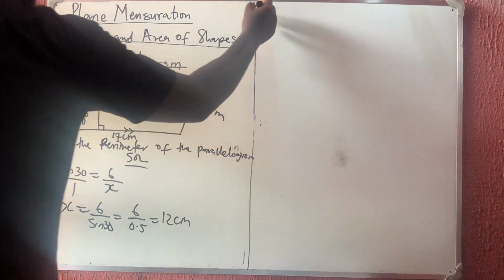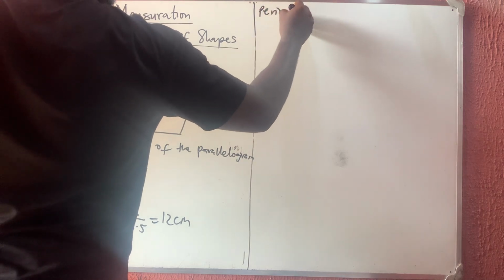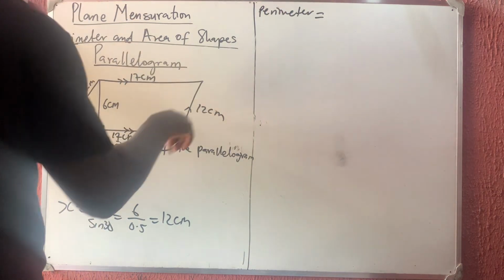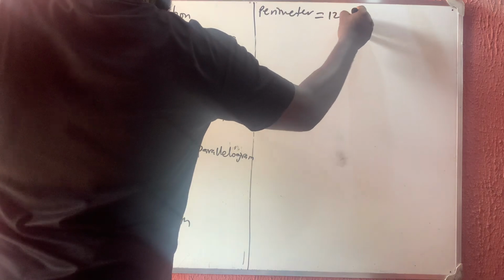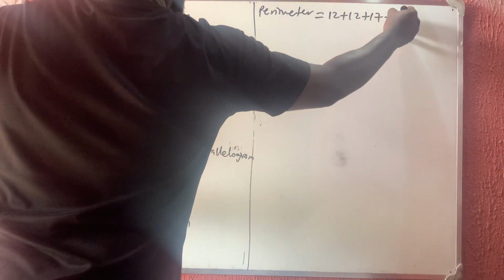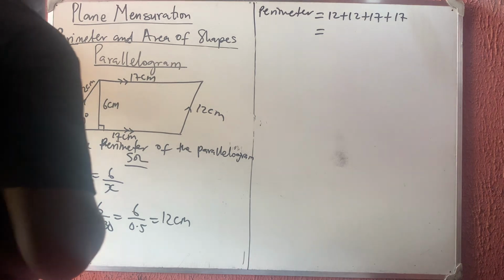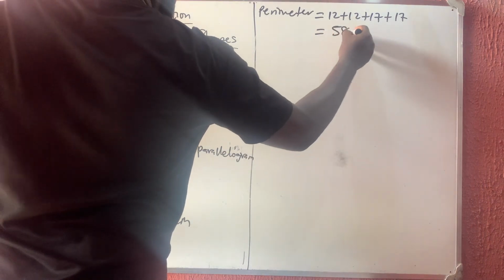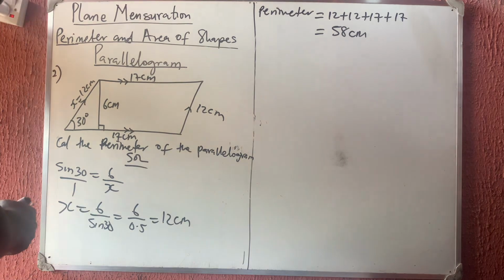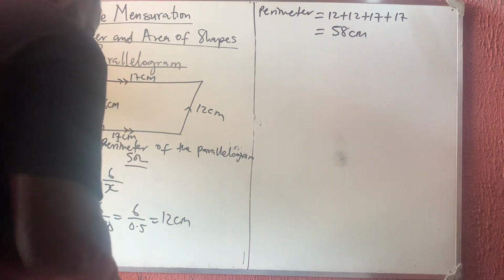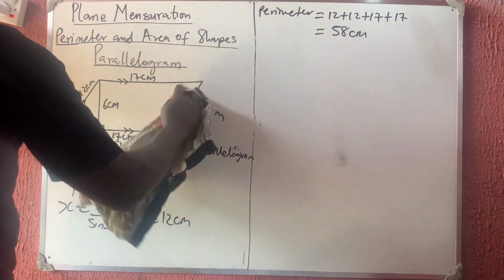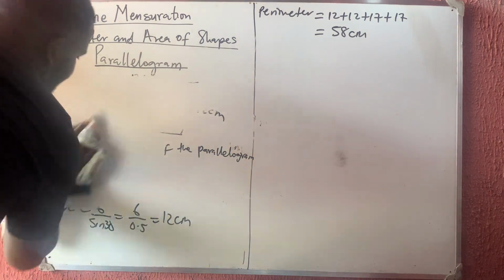So the perimeter should be equal to, just add it up. So I'm going to have 12 plus 12 plus 17 plus 17. If you add everything, you are going to have 58 cm. Okay, so that is that for that. We move to the next question. This one is very simple to solve.